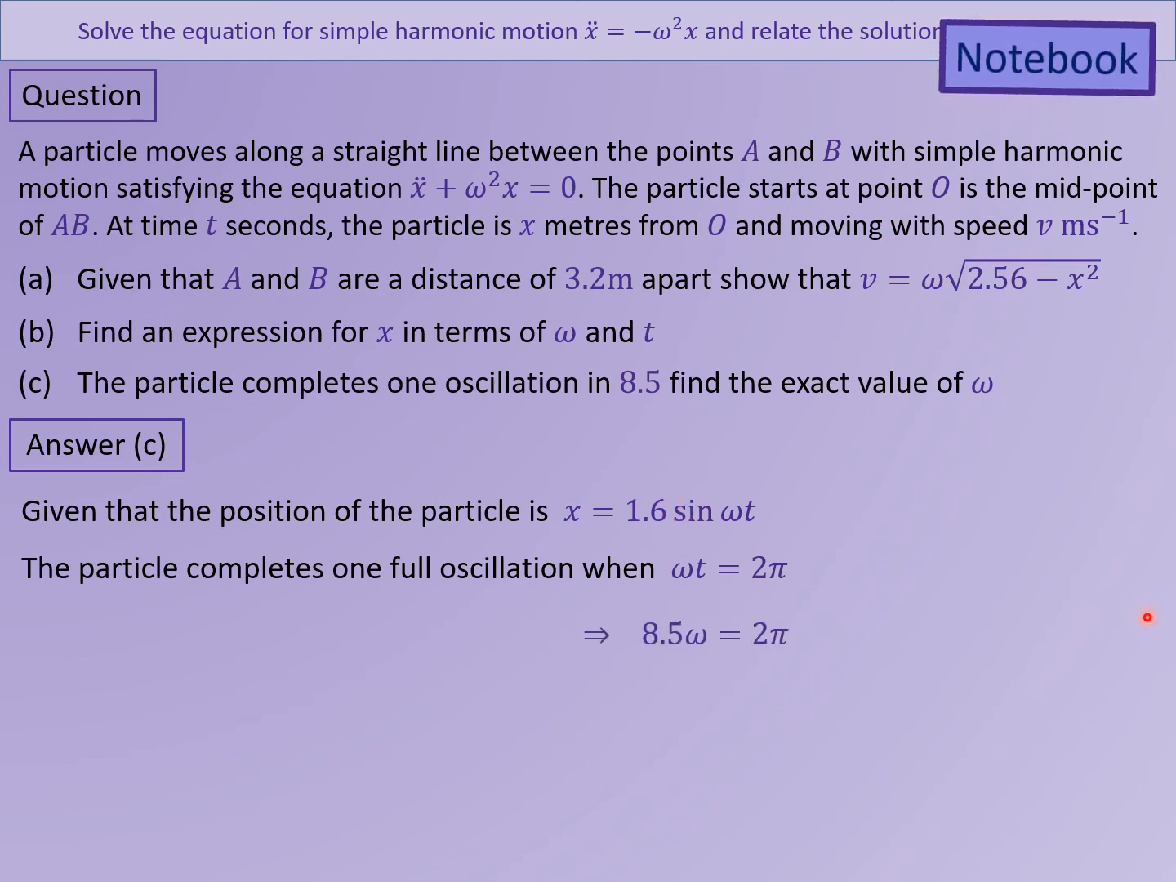Well, it equals 2 pi when I substitute in my t value. So the particle has a time of 8.5. Then the omega is going to be equal to 4 pi over 17, or 2 pi over 8.5. But 4 pi over 17 is a lot neater. Therefore, I've got my omega value.